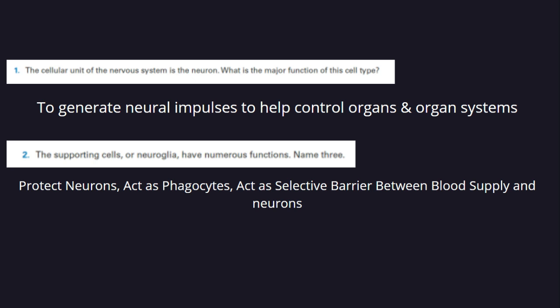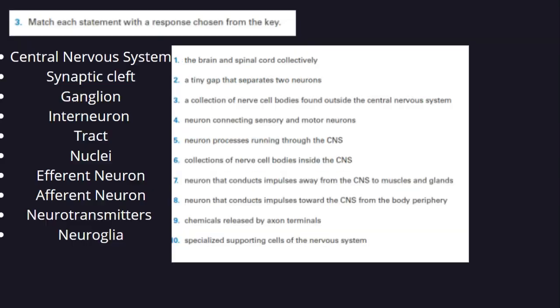Number 1. The cellular unit of the nervous system is the neuron. What is the major function of this cell type? Our answer is to generate neural impulses to help control organs and organ systems. Number 2. Supporting cells or neuroglia have numerous functions. Name 3. Protect neurons, act as phagocytes, act as a selective barrier between blood and neuron.